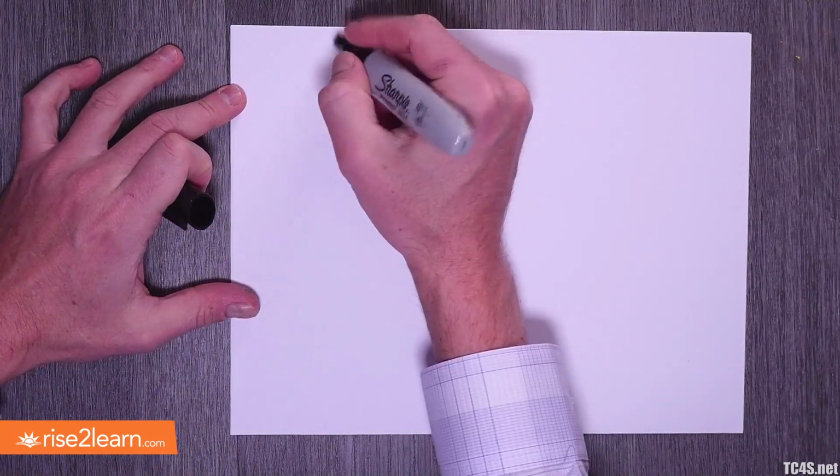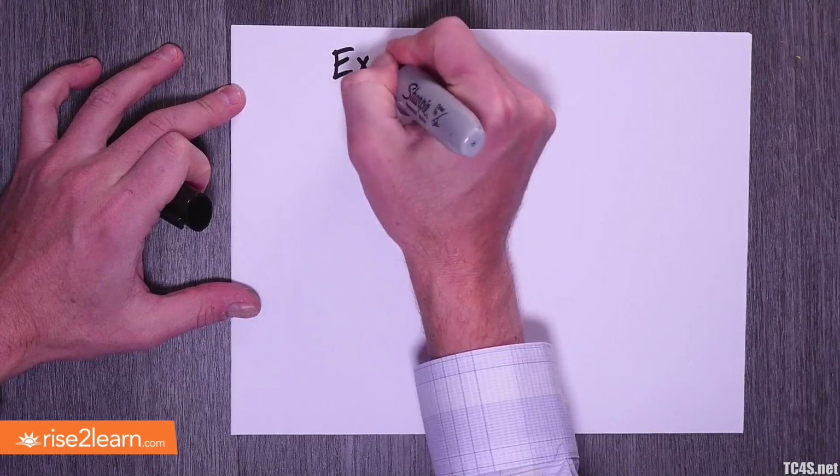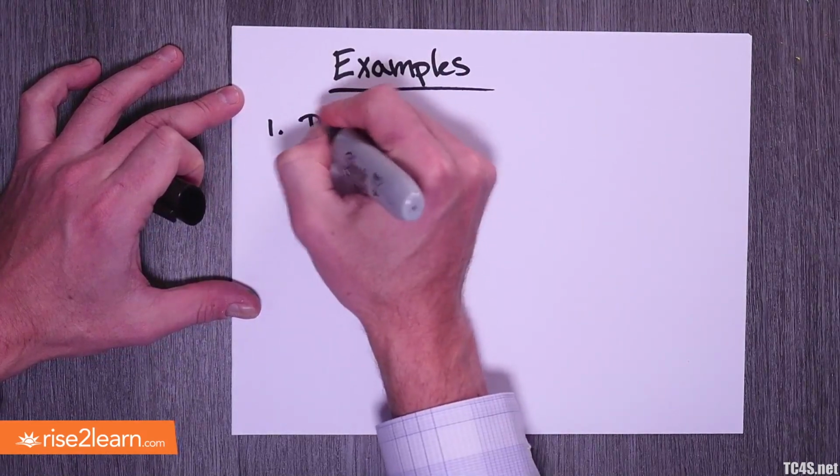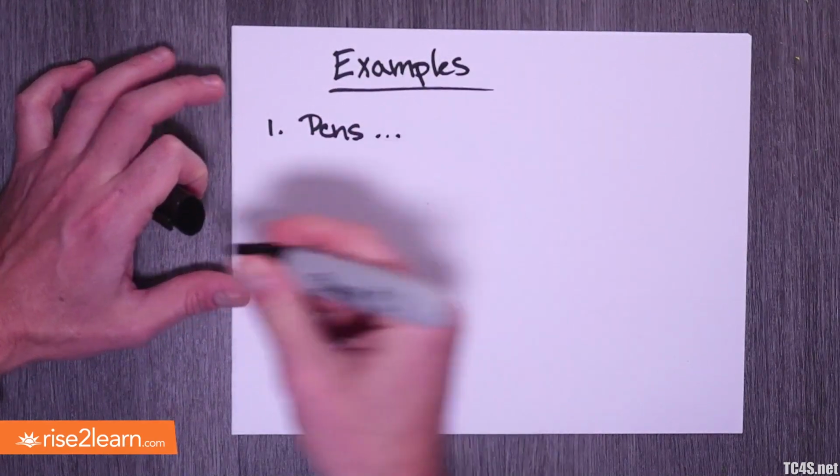So that's one example. I'm going to give you a couple of different examples. They're all interconnected. So we'll cover a couple of examples here. Let's check these out. Our first example is the pens. If this works for you, great.